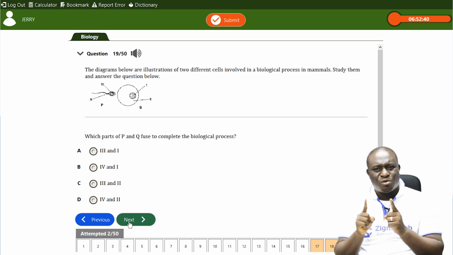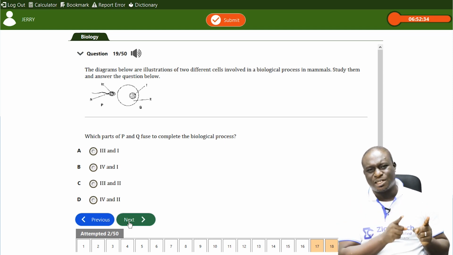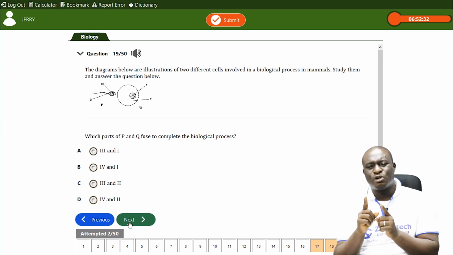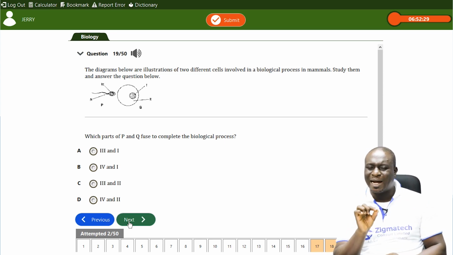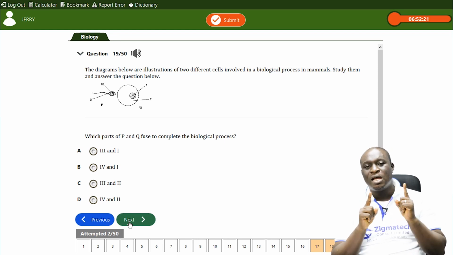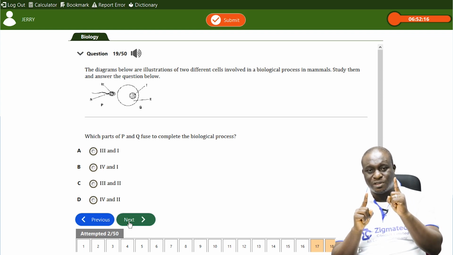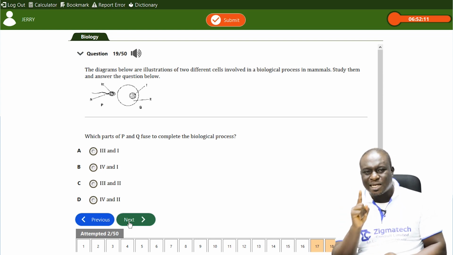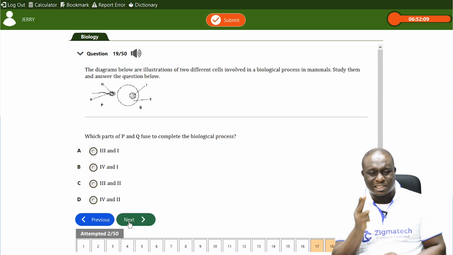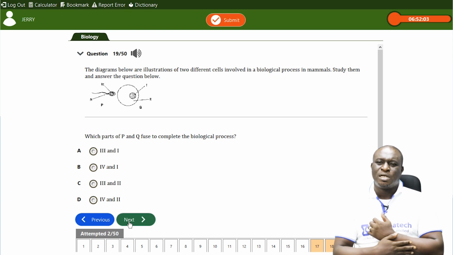Also, I want you to understand a major difference between sexual reproduction and asexual reproduction. In asexual reproduction, one parent cell is involved. Please note this. One parent cell is involved in asexual reproduction. But in sexual reproduction, it is two parent cells that are involved.